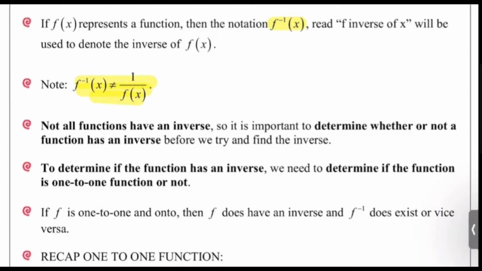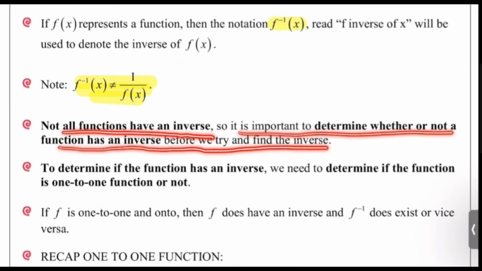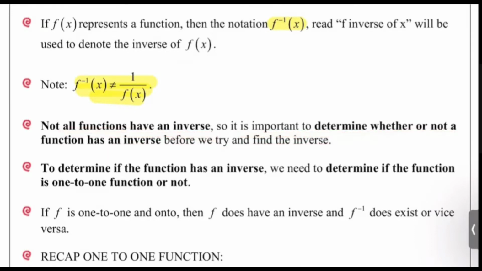Okay. Not all functions have an inverse. So it is important to determine whether or not a function has an inverse before we try and find the inverse. So kena ingat dekat sini, tak semua function ada inverse. Okay. Jadi kita kena make sure, kita kena check dulu dia ada inverse ataupun tidak. Baru boleh kita cari inverse dia.